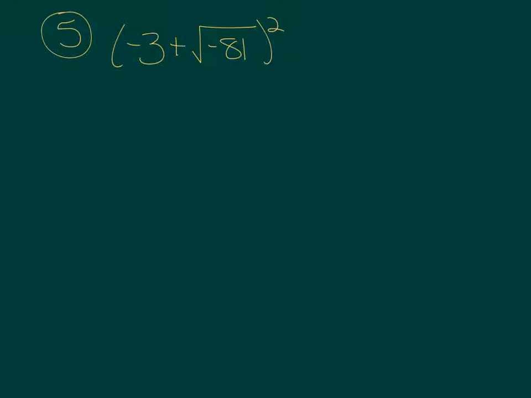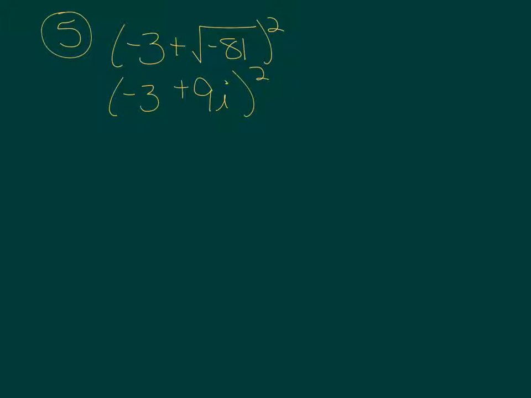Number 5, we're going to square this binomial. The first thing I notice, this negative square root of a negative, so i is involved, and I also notice that 81 is a perfect square. So I'm going to clean this up just a little bit. It becomes negative 3 plus 9i, squared.